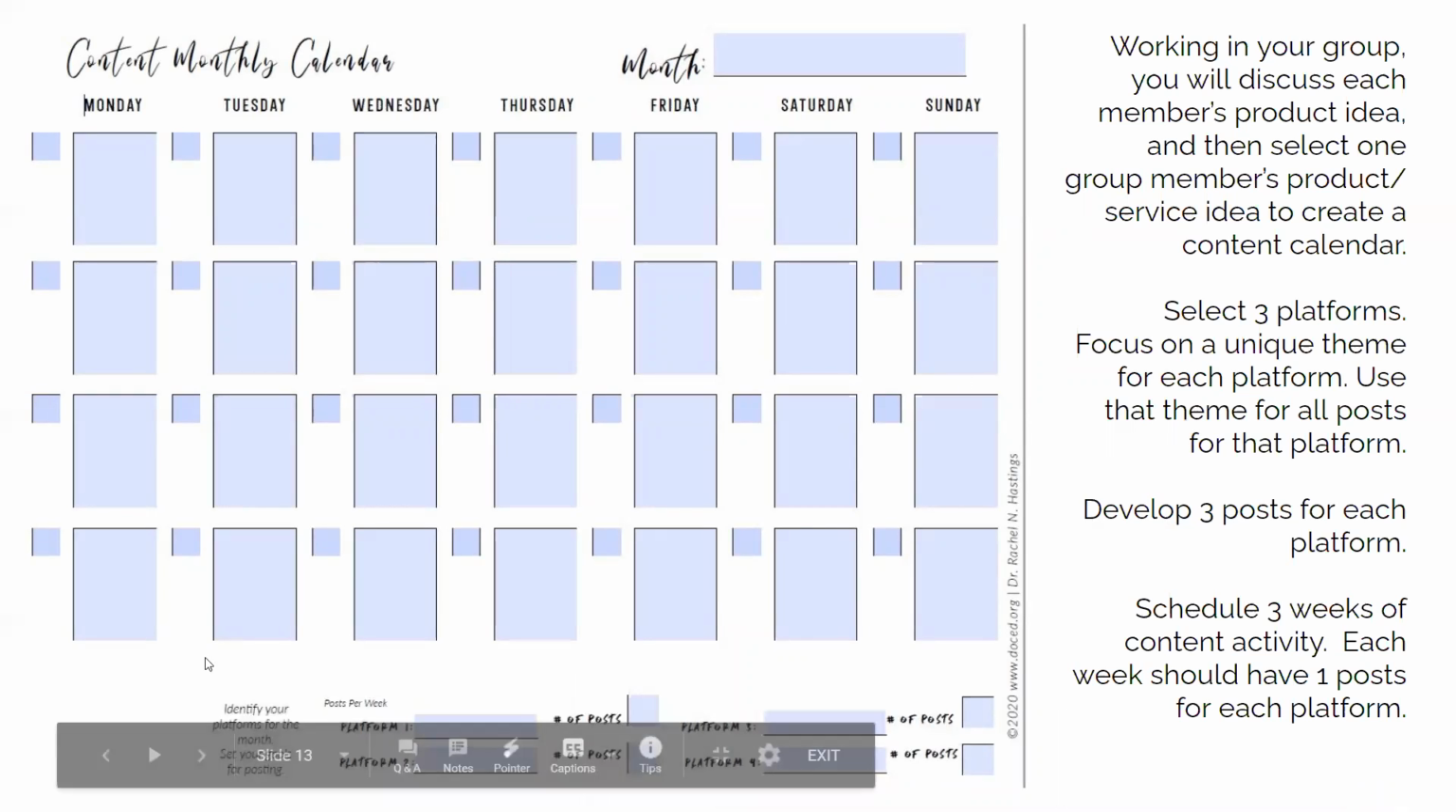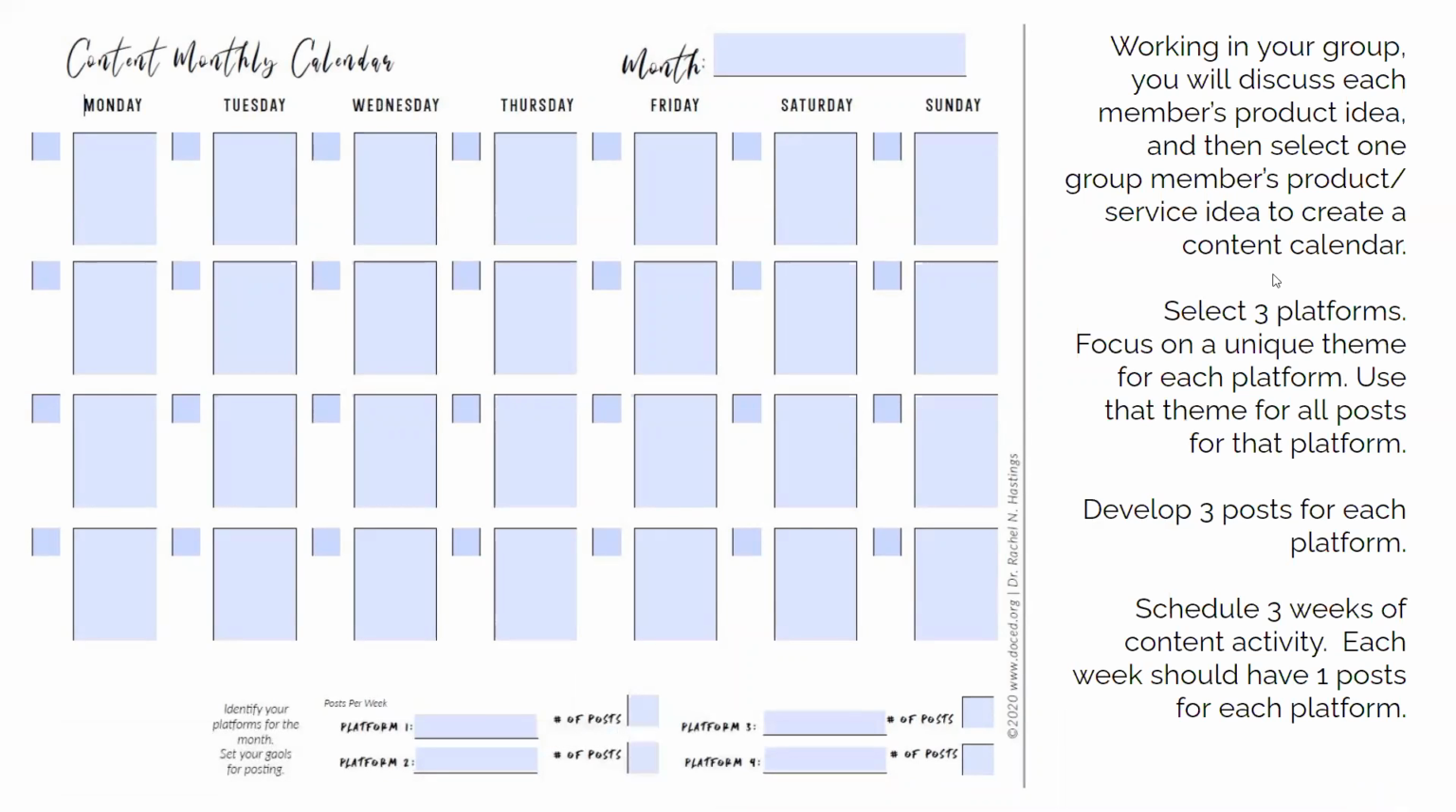So this is also from Dr. Rachel Hastings, and she uses this as a monthly planning calendar. The reason I polled you at the beginning was to come up with 3 social media platforms that you want to use for your marketing plan, product, or service idea, because you're going to actually lay that out on this calendar.